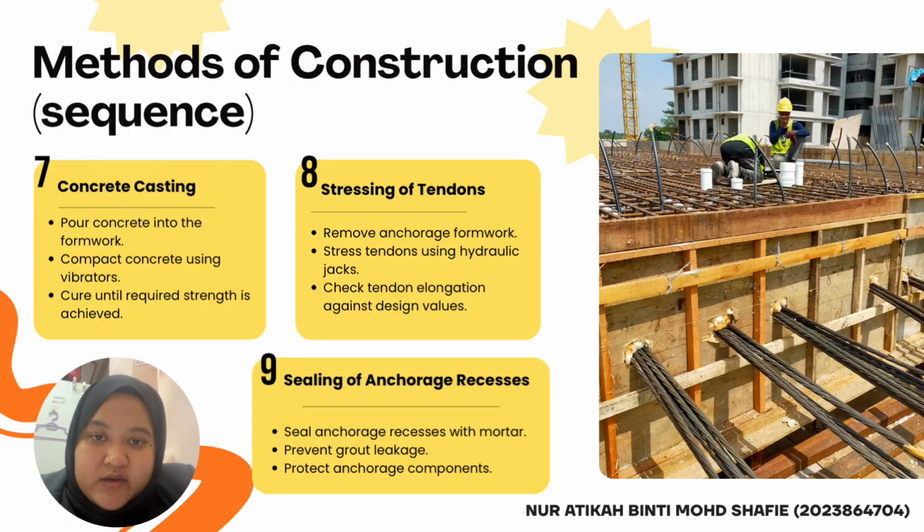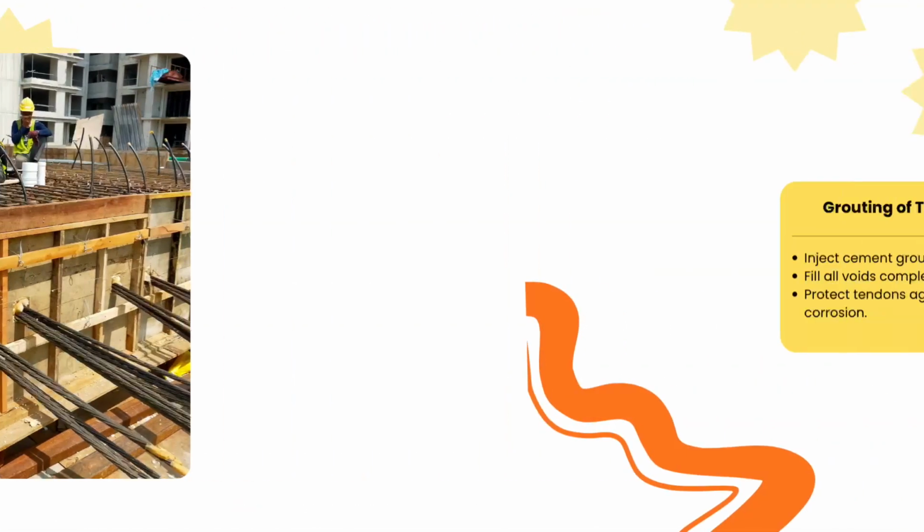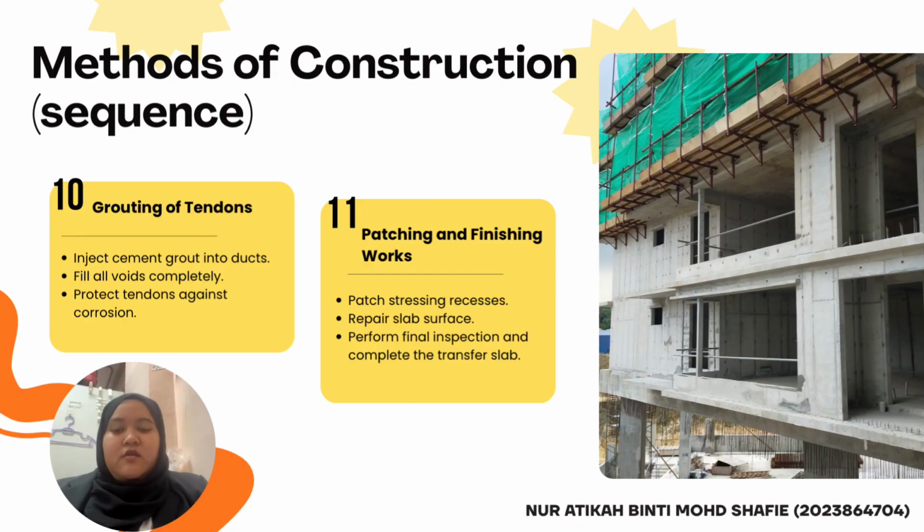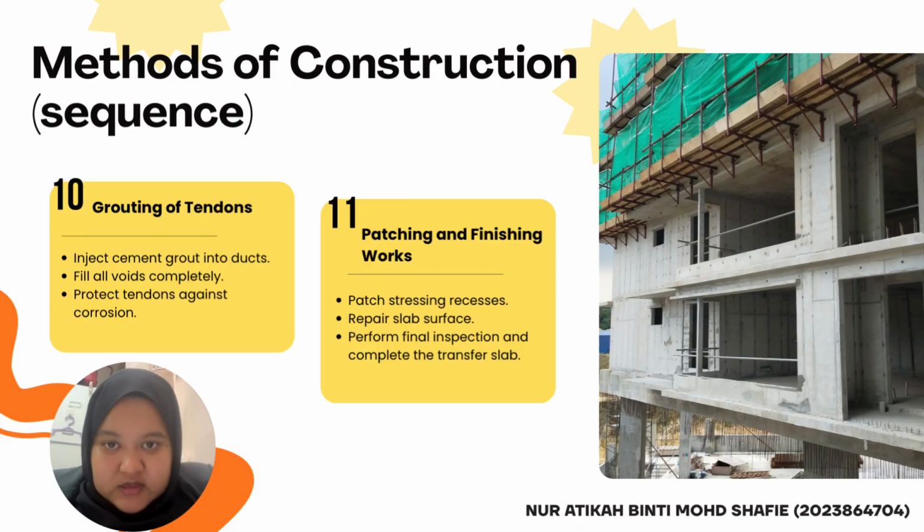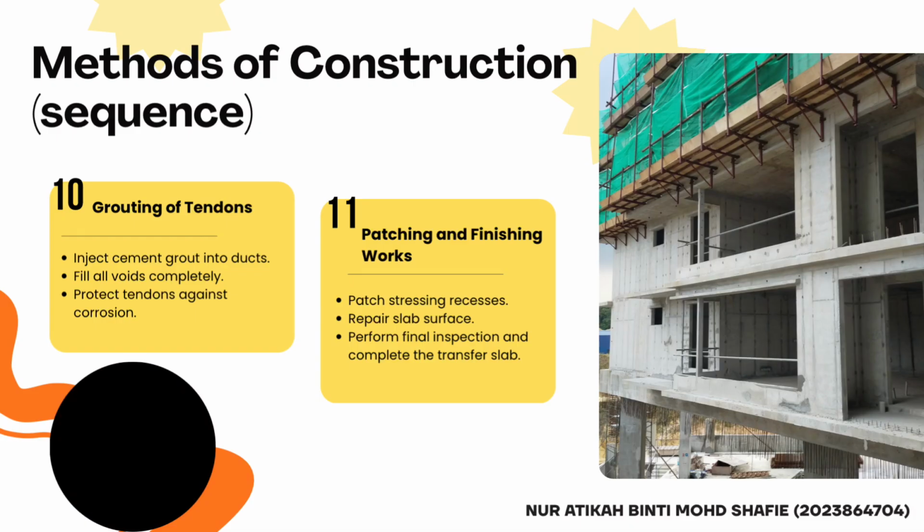For number 9 is sealing of anchorage recess. Seal anchorage recess with mortar. Prevent grout leaking and protect anchorage. For the second last method of construction, number 10, grouting of tendons. Inject cement grout into ducts. Fill all voids completely. Protect tendons against corrosion. For the last one, patching and finishing work with repair surface.